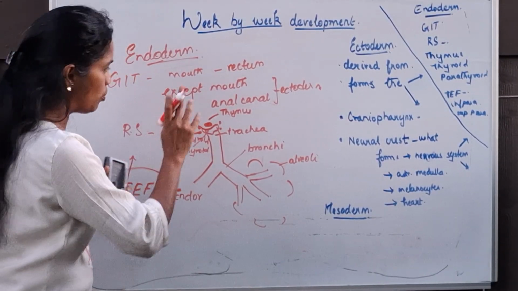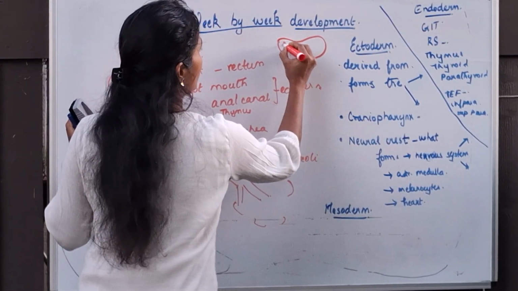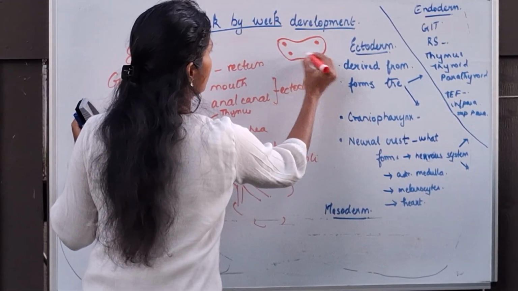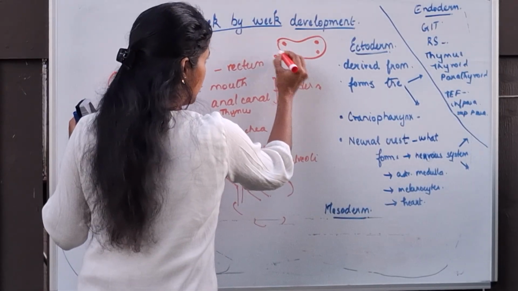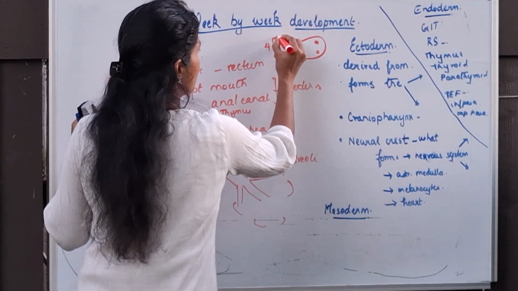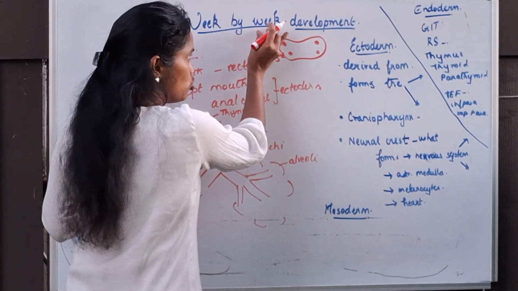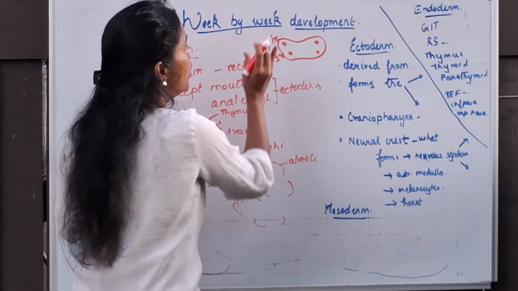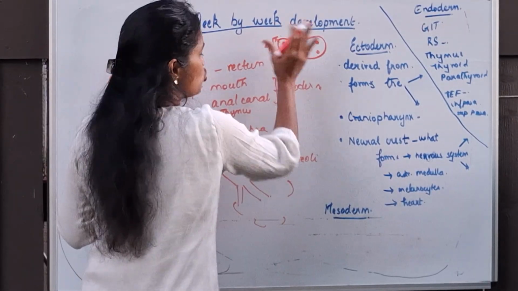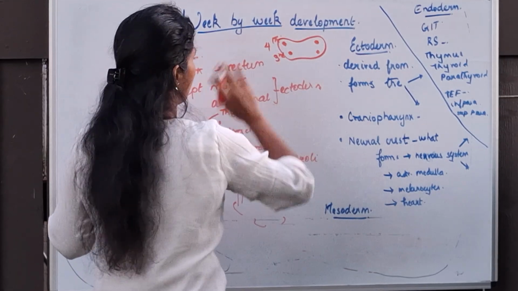I just want to tell you one more point about parathyroids. If you see, this is the thyroid and we have the superior parathyroids and the inferior parathyroids. The inferior parathyroid arises from the third pouch, whereas the superior parathyroid arises from the fourth. The third, which is supposed to be present over here, migrates inferiorly and forms the inferior parathyroid. The fourth, which is present over there, forms the superior parathyroid. So this is how the parathyroids are formed.